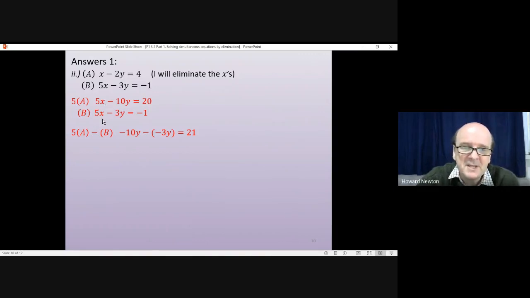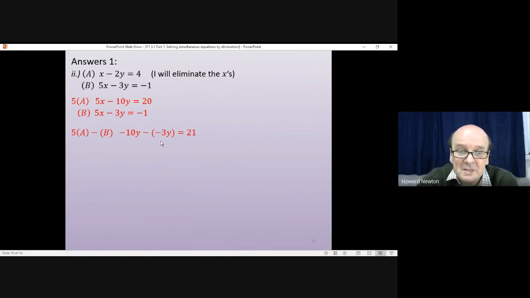That gives me 5x take away 5x, the x's cancel. I do need to be careful with minuses with the y's. I've got minus 10y, take away minus 3y. So a lot of minuses there. And also with the number after the equal sign, I've got 20 take away minus 1. 20 take away minus 1 is 20 plus 1, which is 21.